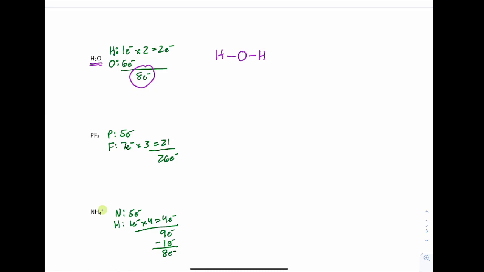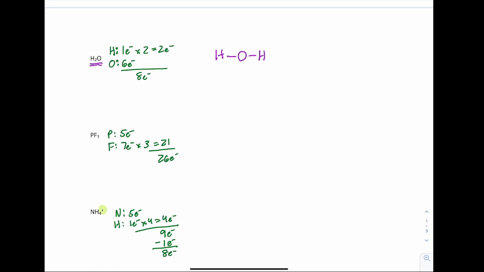Just oxygen has to go in the middle because hydrogen can't, and then attach them with single bonds because that's what my rule says. I know I have 8 electrons to account for total. I've only accounted for 4, but we're only on rule 2. So we're just doing rule 2 right now. So we'll sit tight on the rest of them.